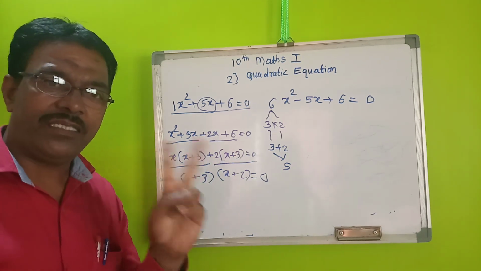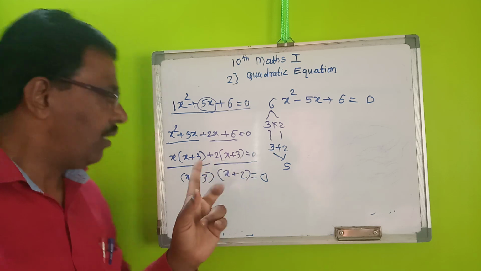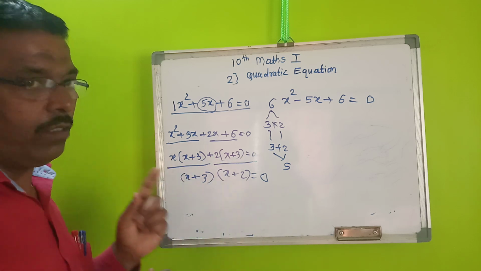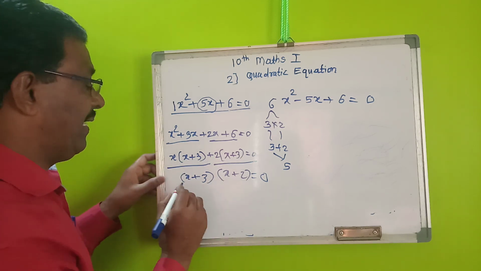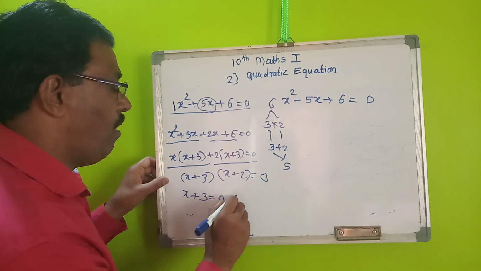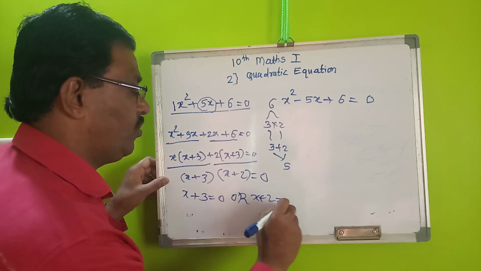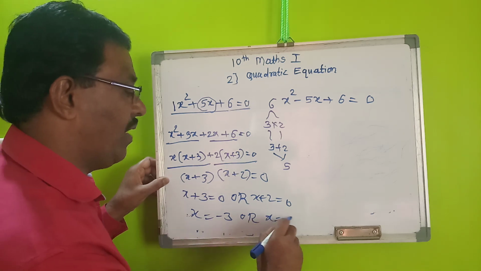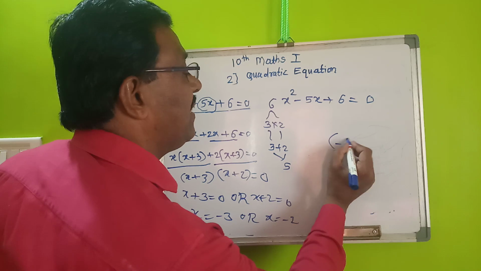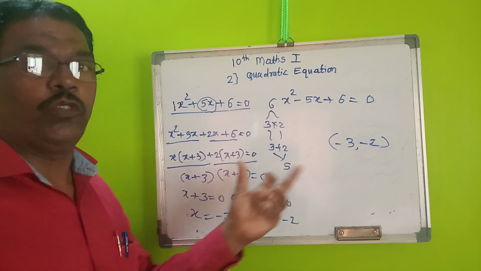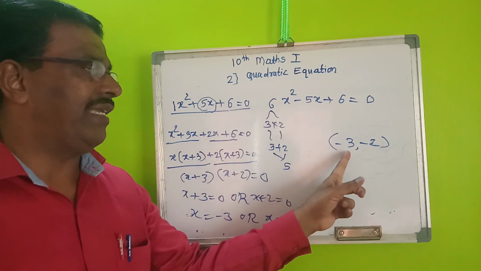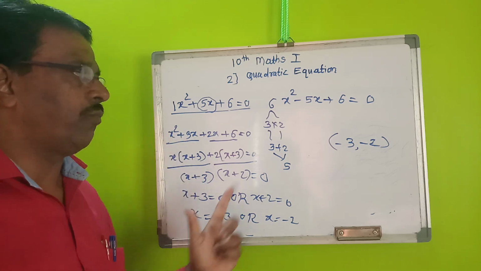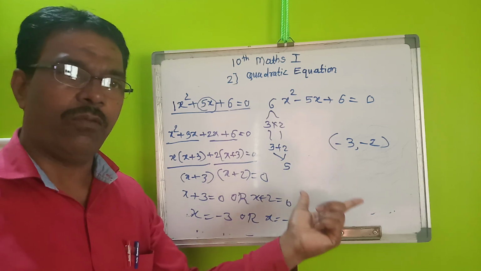If the product of two terms is 0, one term is always 0. The product of these two terms is 0, so one of the terms must be 0. We don't know which is the 0, so we will take x plus 3 is equal to 0 or x plus 2 is equal to 0. So x is equal to minus 3 or x is equal to minus 2. So minus 3, minus 2 is the solution of this quadratic equation. It means the value of x is minus 3 or minus 2. Both values satisfy this equation. So the solution of the given quadratic equation is minus 3 or minus 2.